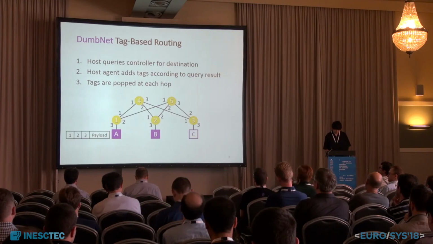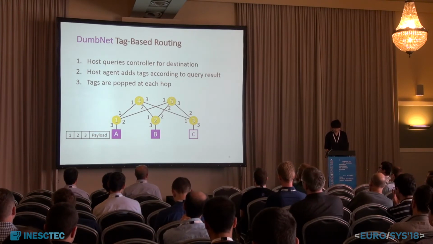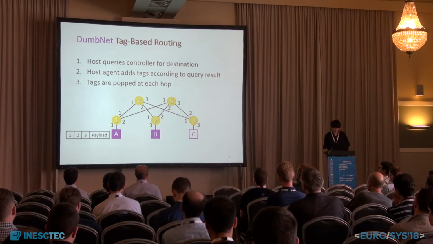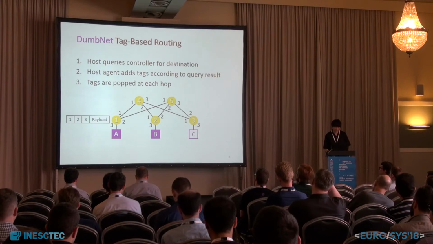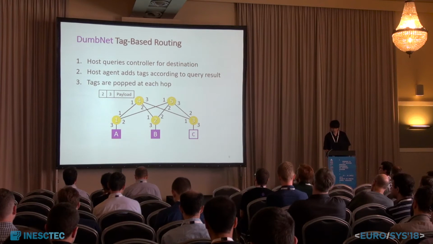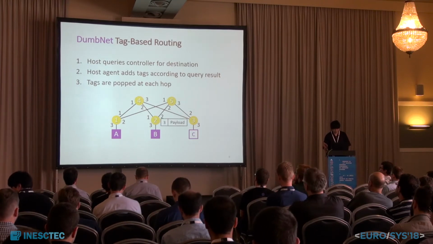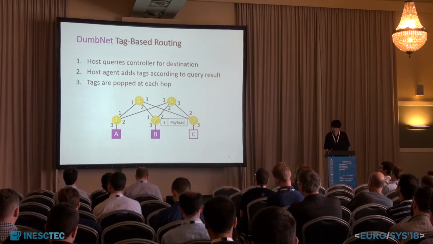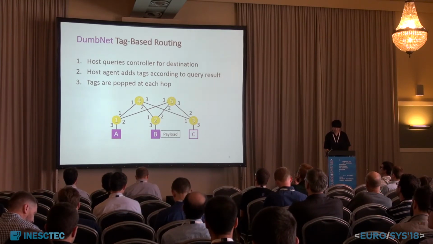Let's see an example. For example, host A is sending a packet to host B. So it may add tags 1, 2, 3. In switch 1, the switch will pop the first tag, that is 1, and then forward this packet through port 1, and it reaches switch 4. In the same way, the first tag is popped, and the remaining packet is forwarded to the next switch, that is switch 2. And at last, host B will receive the packet payload.